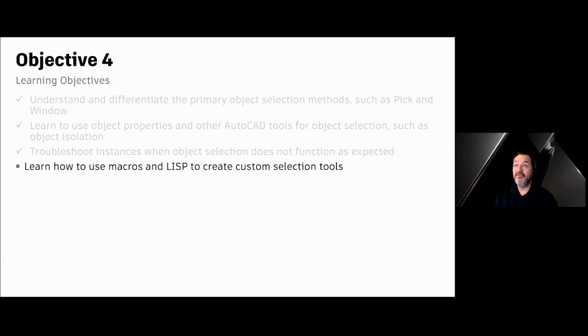All right, we're at our fourth objective already. And this is about using macros and Lisp to create custom selection tools. Now, since selection is a huge part of what we do routinely, having tools that can minimize repetitive tasks is a really, really valuable feature. There's lots of these available already in code as macros and in code as Lisp. And we're going to have a look at the process of creating a macro and creating a Lisp.